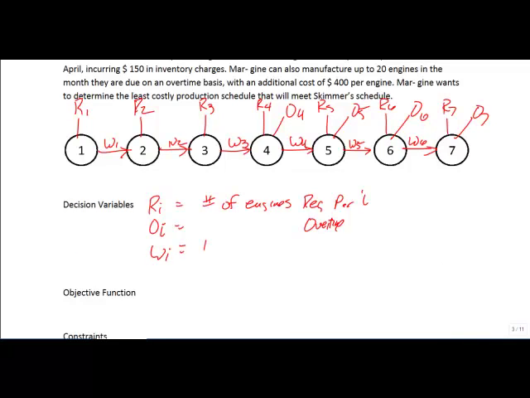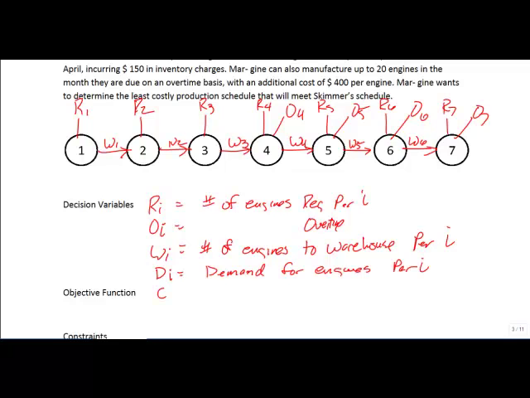W sub I is the number of engines to put in the warehouse in a period, and we're going to define two constants. One will be the demand each period, and the second will be the capacity. Again, D and C are both constants. They are not decision variables. Where do they show up on this model? Well, we've got demand and the capacity. We will use those strictly in a capacity constraint on the regular production.